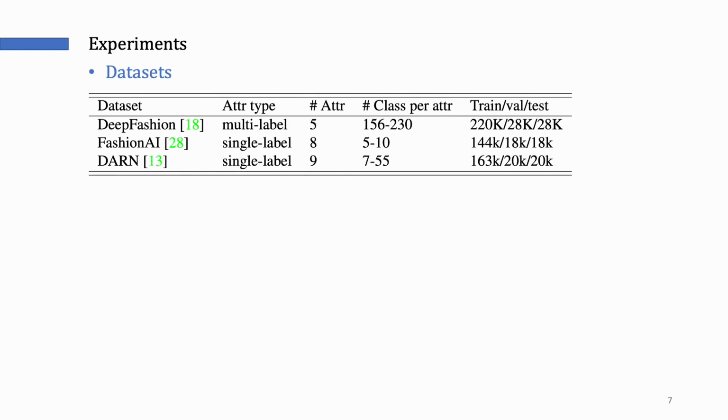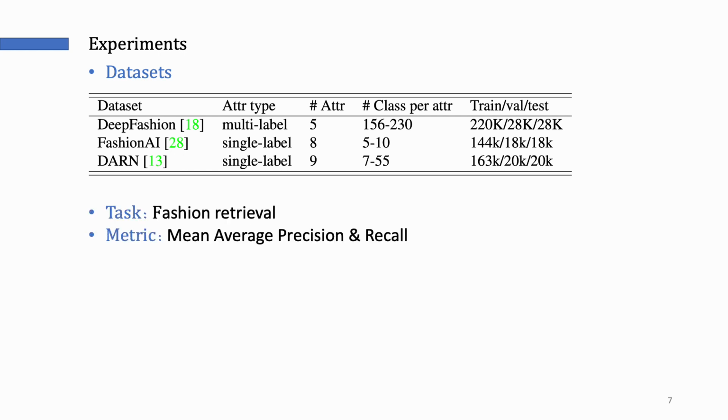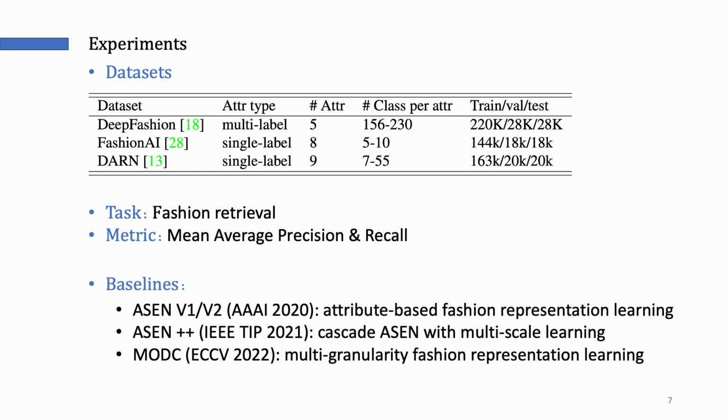We tested our work on three popular public datasets, including DeepFashion, FashionAI, and DRN. DeepFashion is a dataset with multi-label attributes, and each attribute has around 200 classes, and each fashion product can belong to 1 to 10 classes per attribute. FashionAI and DRN are both single-label attribute datasets. We perform fashion retrieval to validate the efficacy of our multi-granularity representations, and we compare our work with the latest fashion representation learning works.